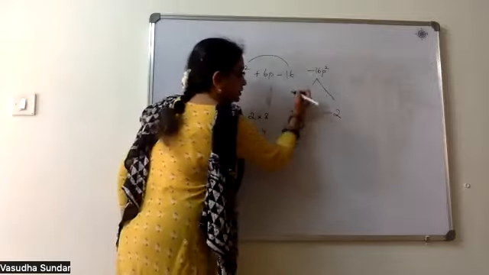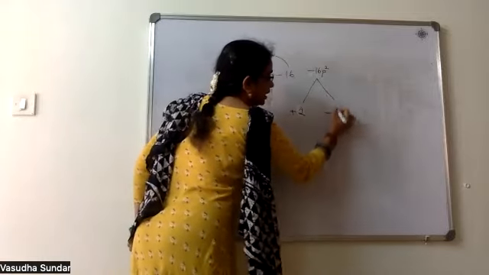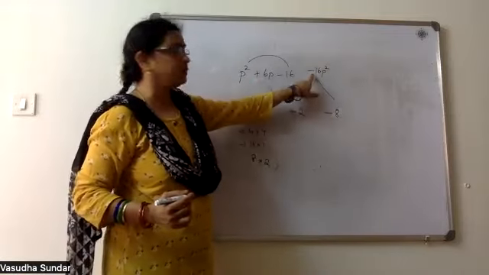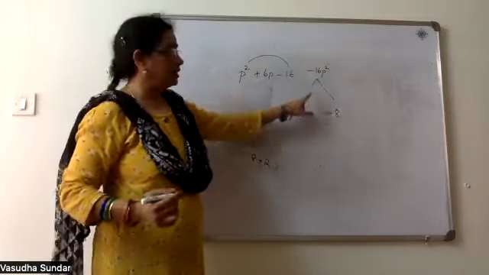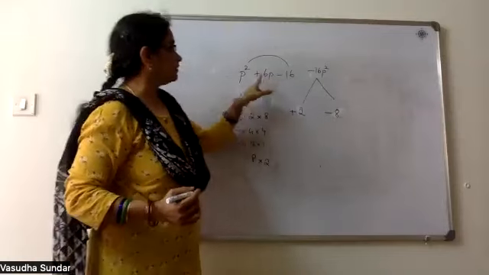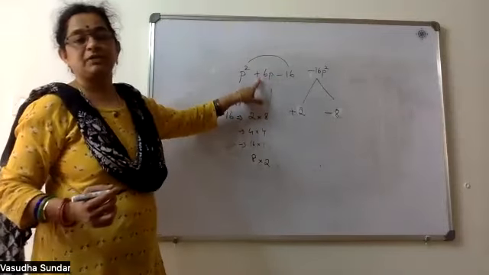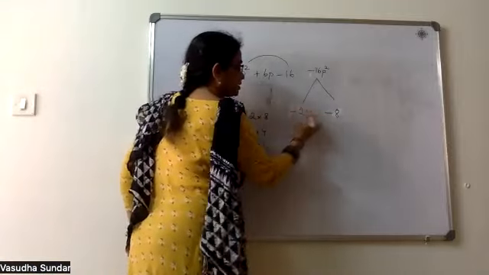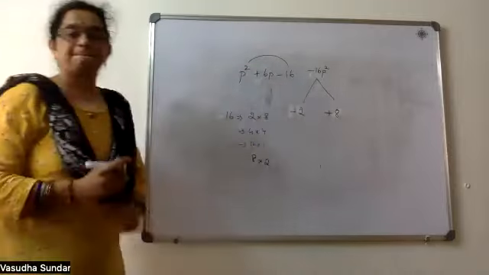Suppose if I put a 2 here and an 8 here, what will happen? Plus 2 minus 8 will give you a minus 16, but it will give you a minus 6, which we don't want. We want a plus 6. So which means it should be minus 2 plus 8.